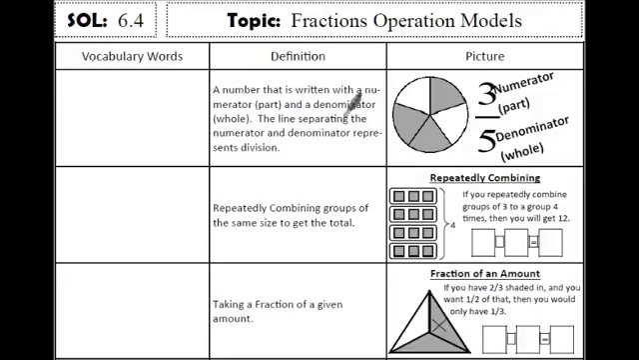A number that is written with a numerator, part, and a denominator, whole. The line separating the numerator and denominator represents division. So I have 3 that are shaded in, 5 total, and that shows me 3/5, or 3 divided by 5, for a fraction.